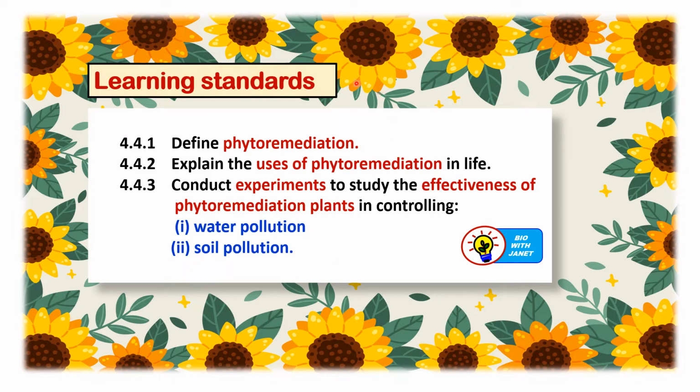The learning standards for today's lesson are as follows. Number 1, after this lesson, we should be able to define phytoremediation. Number 2, be able to explain the uses of phytoremediation in life by giving examples of phytoremediation. And thirdly, conduct experiments to study the effectiveness of phytoremediation plants in controlling water pollution and soil pollution. So we'll be discussing a few experiments here about phytoremediation.